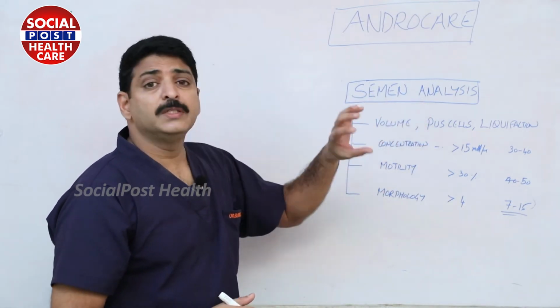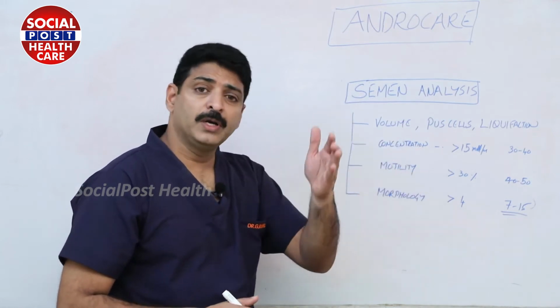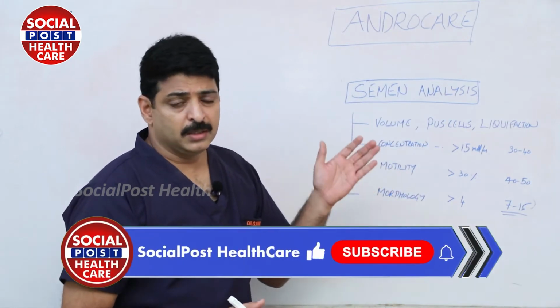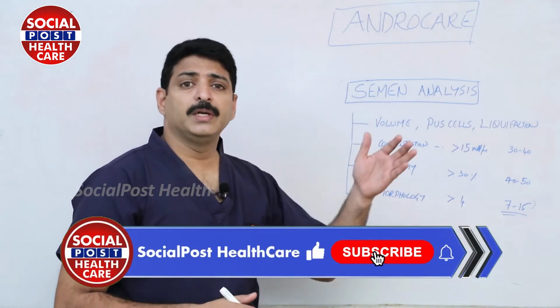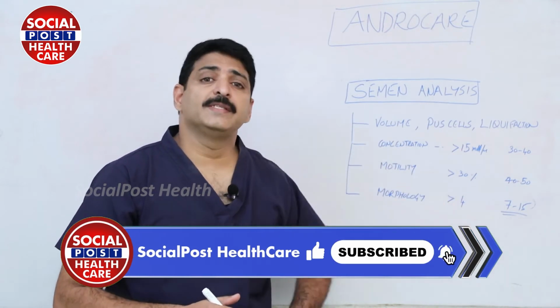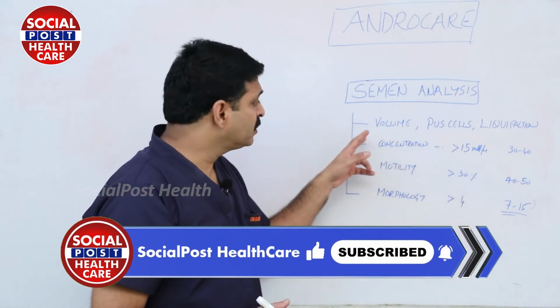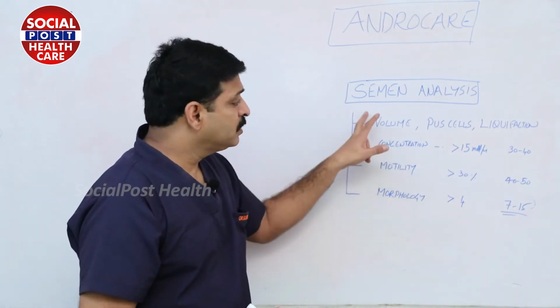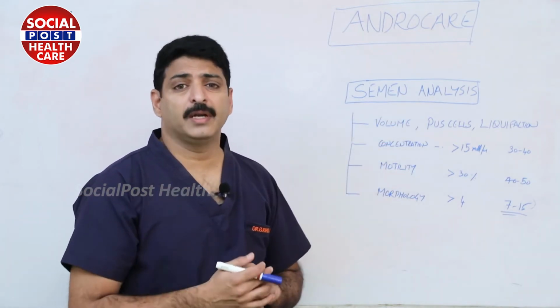What are the reasons for low semen volume? One is low testosterone, or any infection in the prostate, or any blockage in the ejaculatory system. That has to be checked, and the commonest problem for low volume is low testosterone, which can be easily corrected.